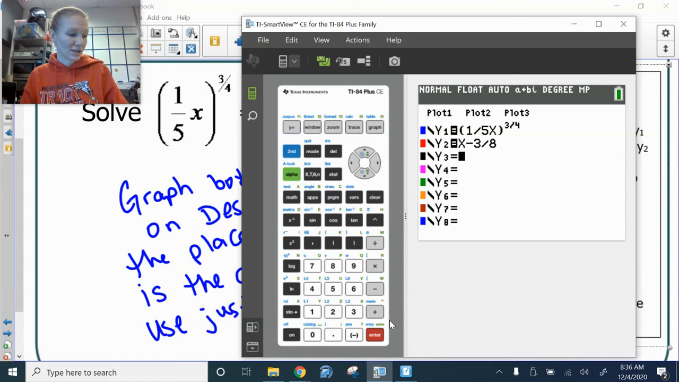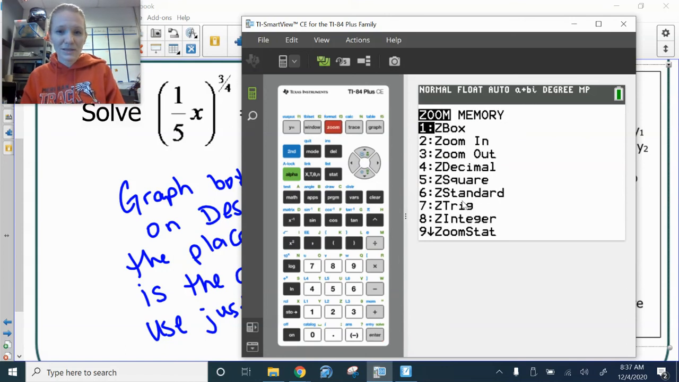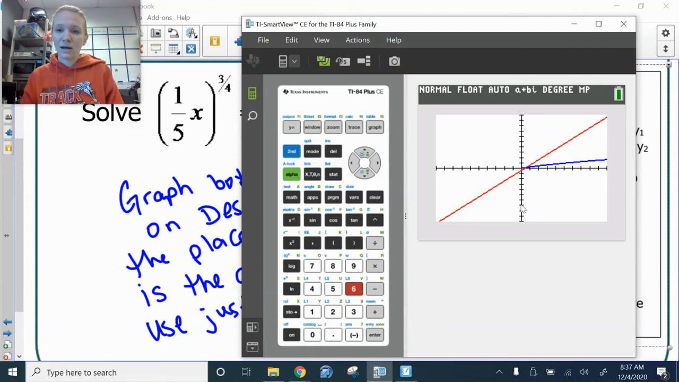Okay, so it's not going to look like anything really super fancy. I'm going to hit zoom 6. That's the standard window, so -10 to +10 in both directions. And I can see here, I've got my two graphs. It kind of looks like what we had before. Unfortunately, though, you can't really zoom in. You can't use your mouse. In my case, I'm using it on the computer. If I'm trying to type this in on this calculator, I can't zoom in the window or anything. So if you really can't see it, you can zoom in. However, you can also hit second and then trace.